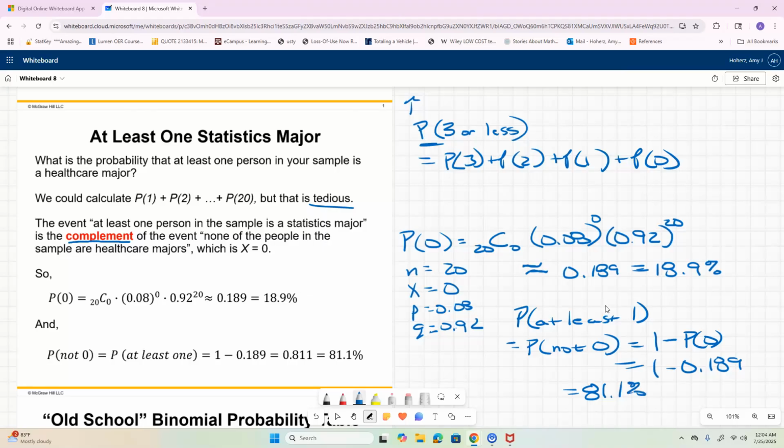And you can do that with any of your problems. If you recognize that the problem would be easier to do in the not version, like for instance, let's say instead of probability 3 or less, they said probability 4 or more. Well, you'd have to do 4, 5, 6, 7, 8. So that's hard. So you could do 3 or less and then subtract that from 1. So if it makes your problem easier, you can do that.